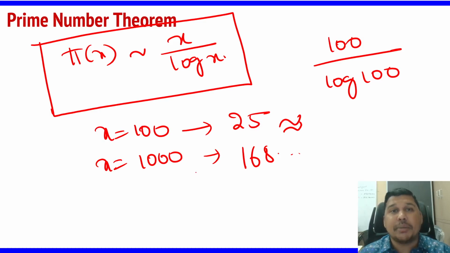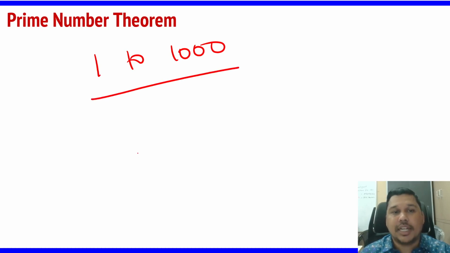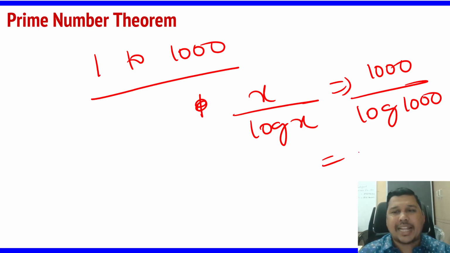So the prime number theorem helps us in finding out approximately how many prime numbers there are less than or equal to x. The question can appear like this: find the number of prime numbers in the range 1 to 1000. How many prime numbers are there between 1 and 1000? It means x by log x. You calculate 1000 by log 1000 and you will get an answer, but the actual answer is 168. You will get a similar nearby answer, right?